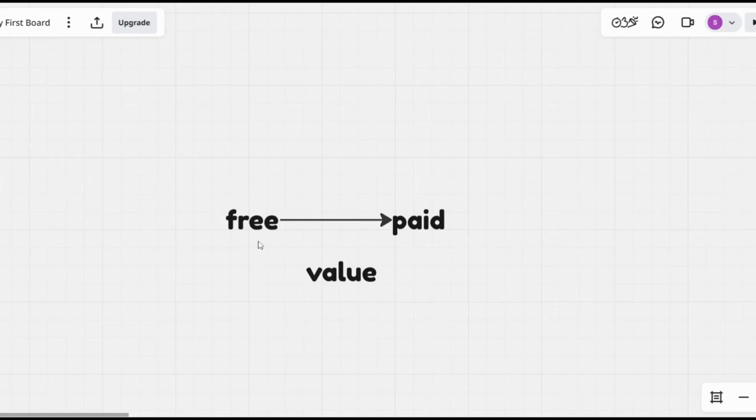But what's important to remember is that if you do not provide enough value, then your customers will not buy your paid program. And as I mentioned before, your free community is proof that you can actually deliver on your promises, and that this is not just a funnel you use to get more customers.